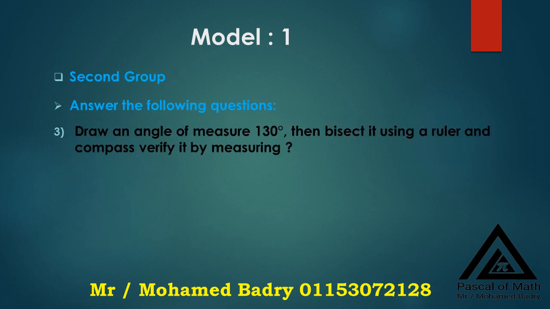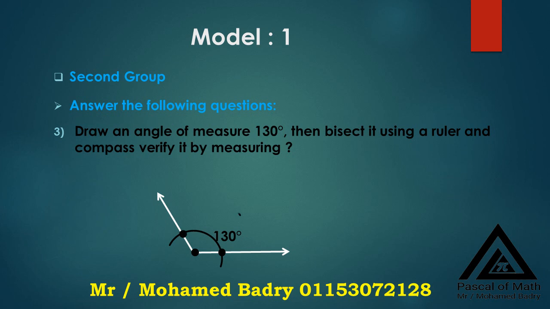Question 3. Draw an angle of measure 130 degrees, then bisect it. First, draw the angle of 130 degrees. Put the compass on the vertex of this angle and make an arc. The arc intersects the two sides of the angle at 2 points.